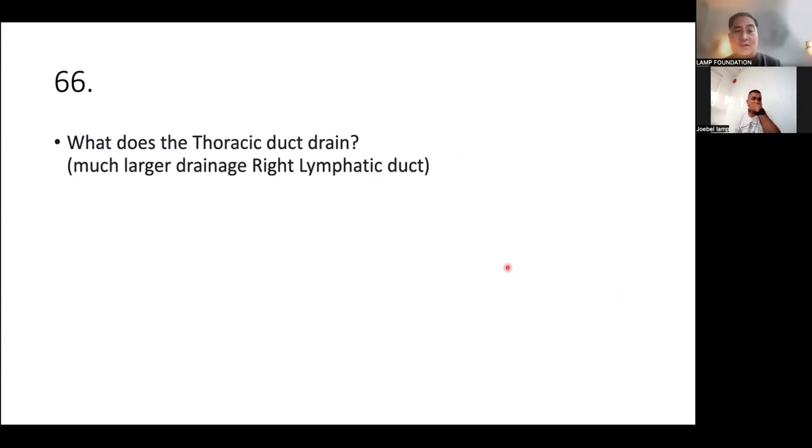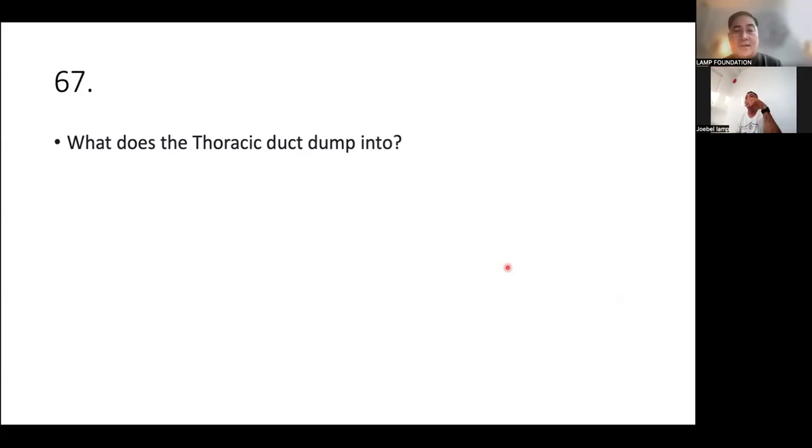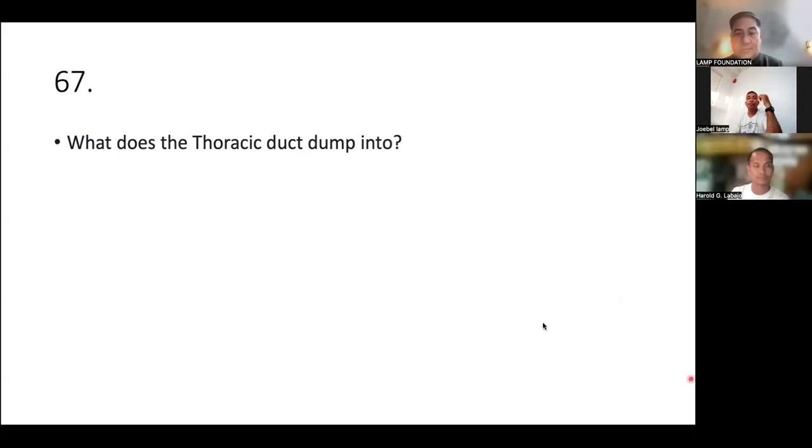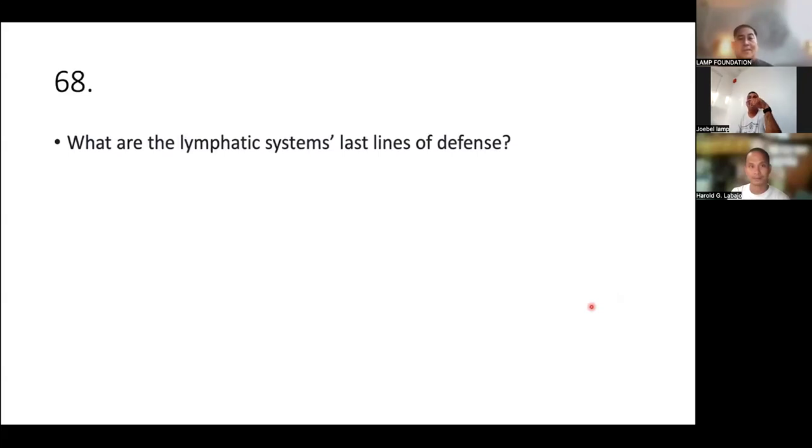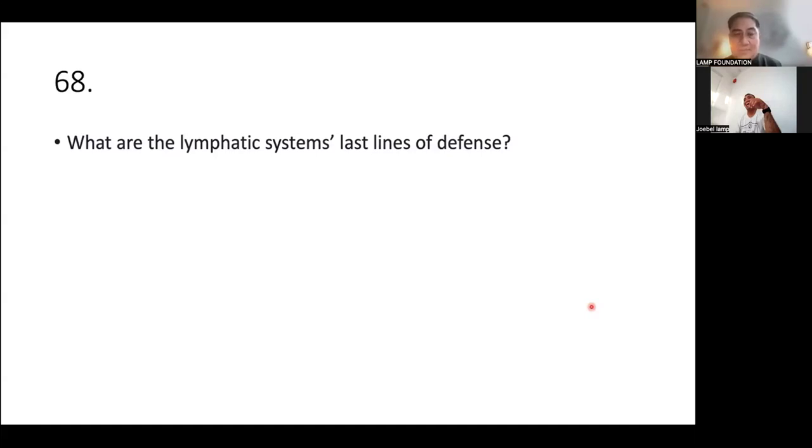What does the thoracic duct drain? Much larger drainage than the right lymphatic duct. Drains the abdomen, the lower limbs, left head, thorax, and the arm. What does the thoracic duct dump into? The left subclavian vein. What are the lymphatic systems' last lines of defense? The right lymphatic and thoracic ducts.